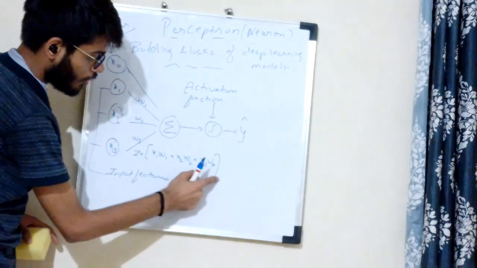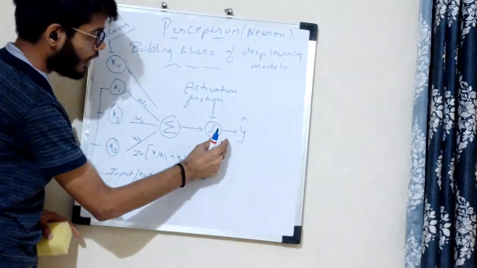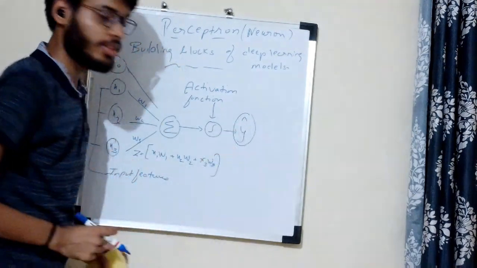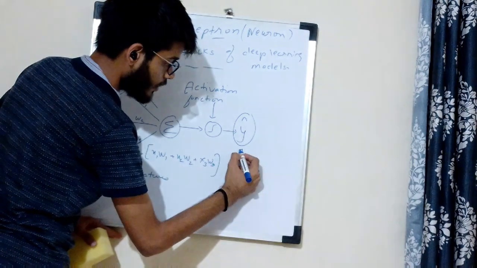After finding the summation of the products, we pass it to our activation function, and after that we get our y hat, which is nothing but our output.